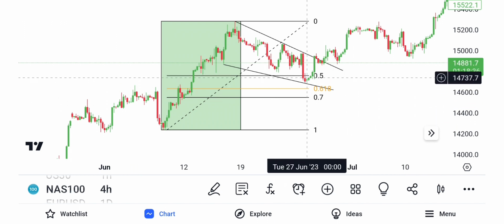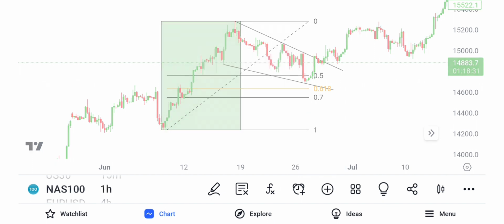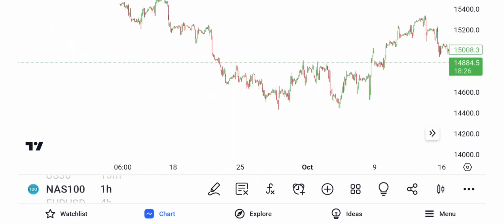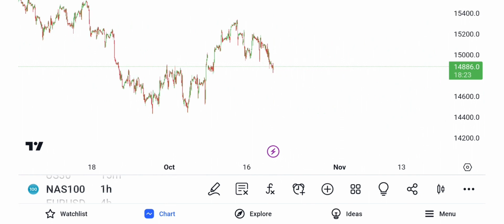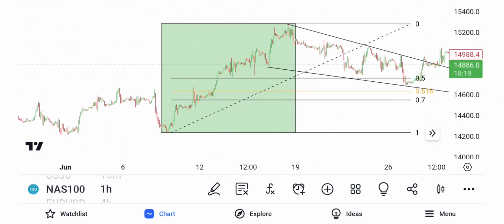In this instance, the market came to the 0.50. So we're going to scale down to the 1-hour time frame to see what's actually happening. Let me just look for that price.